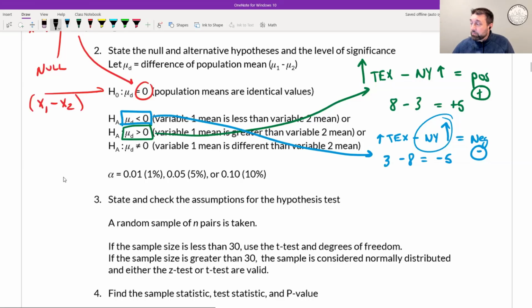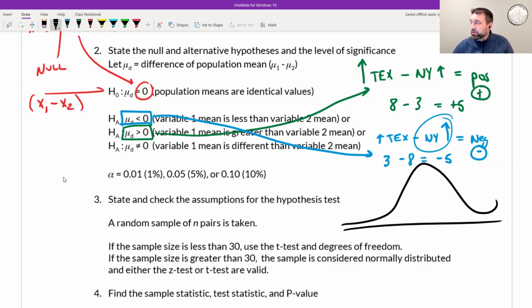And then this directly relates to the areas that you're finding. If your null hypothesis is right here at 0, and you think that it's a positive value, this is the green, this is the area you're going to be finding. On the other hand, if it's a negative value, you're going to be looking for this area to the left. So it does make a difference whether you say positive or negative.